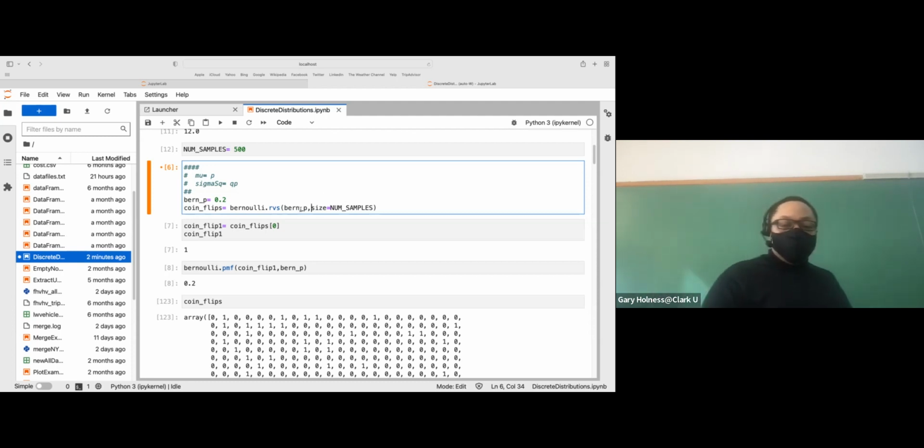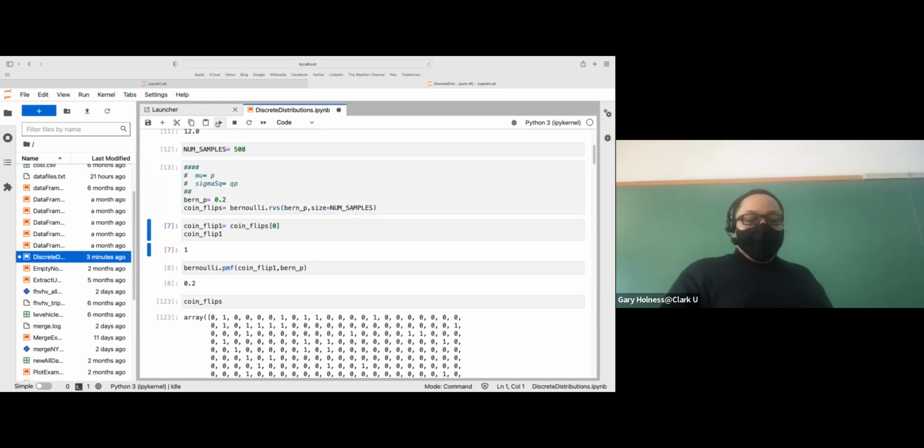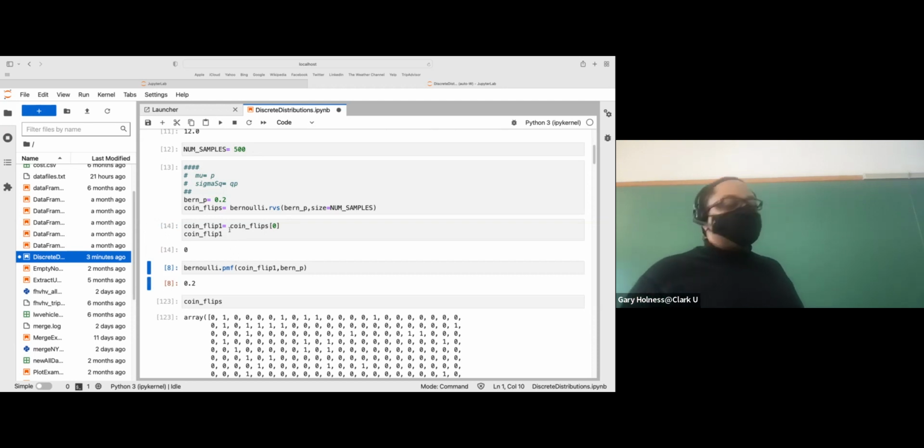So here we say, okay, I'm going to call it coin flips, and coin flip is going to be true if it's heads, false if it's tails. And I ask Bernoulli RVS, given a success rate, heads of P, 20%, generate 500 samples. So I go ahead and I do that. And now I'm going to take one of the coin flips and I can say, okay, given one of these coin flips, tell me what the probability is associated with it.